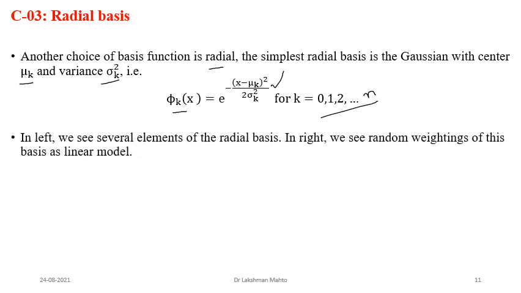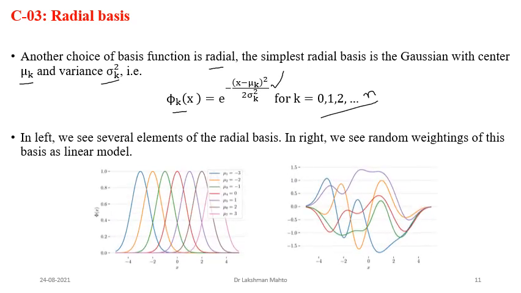On the left we can see several elements of radial basis. These are various radial bases with different means and different variances. For simplicity I have taken the variance equal to 1 for each one.